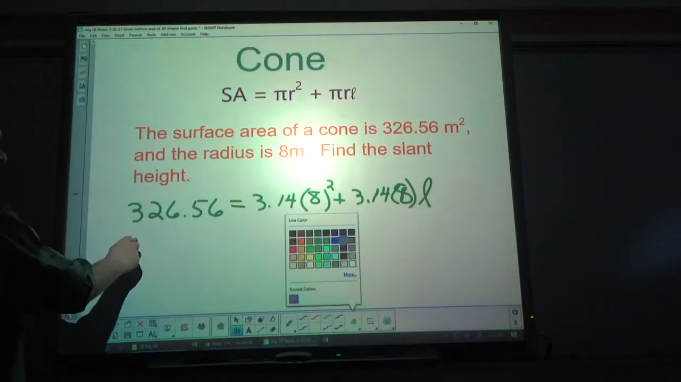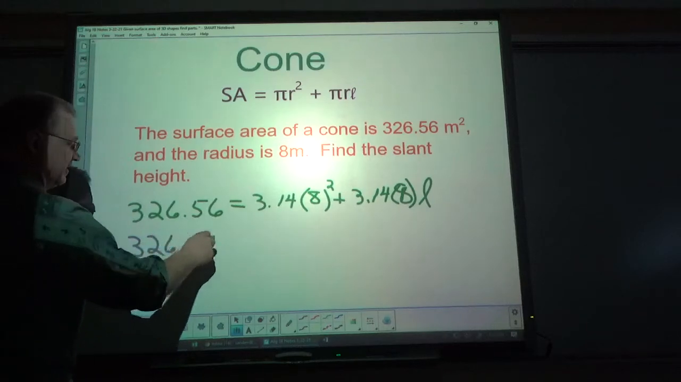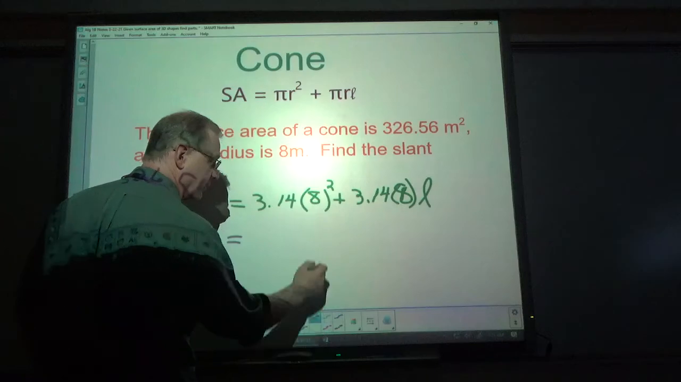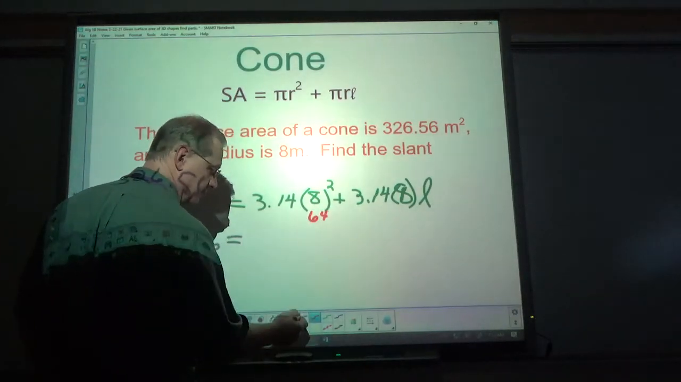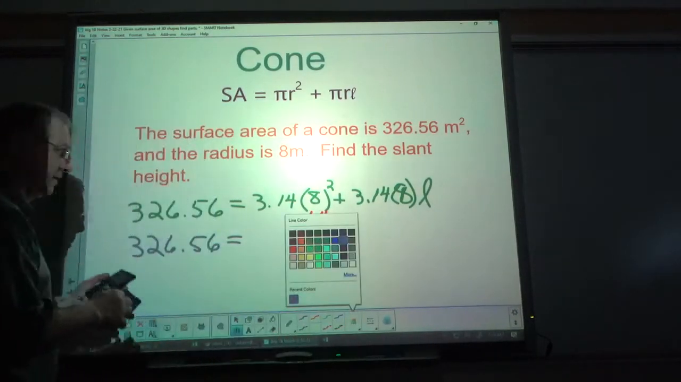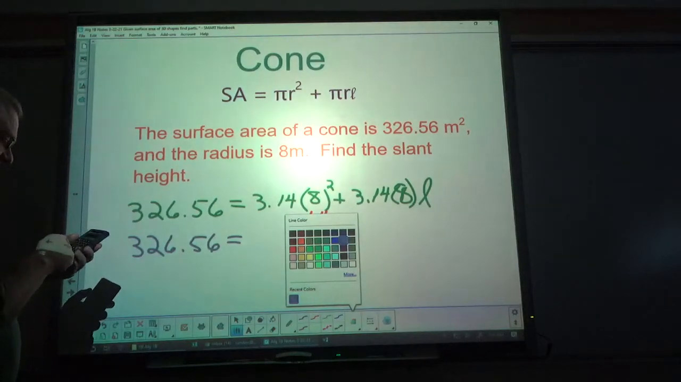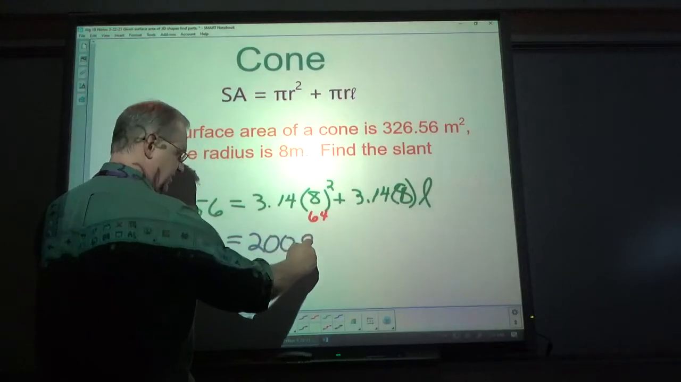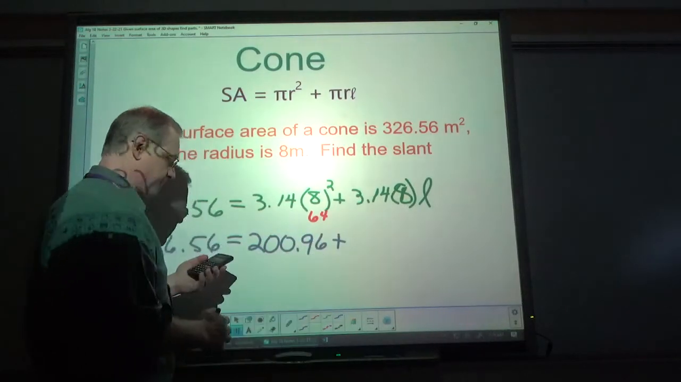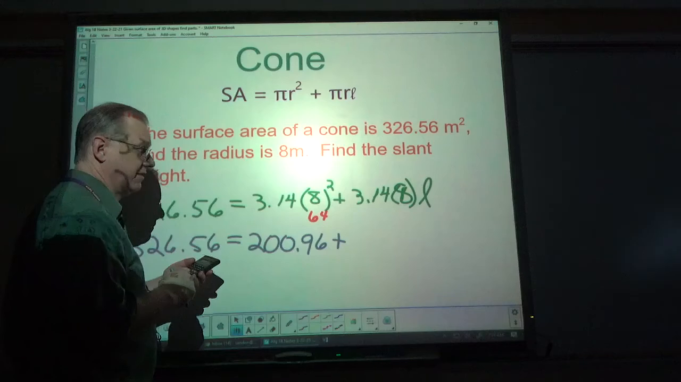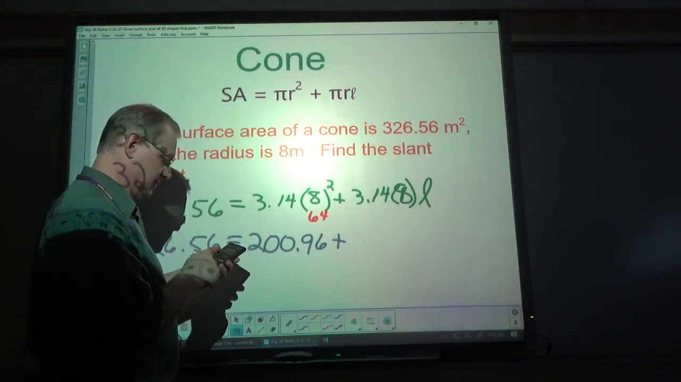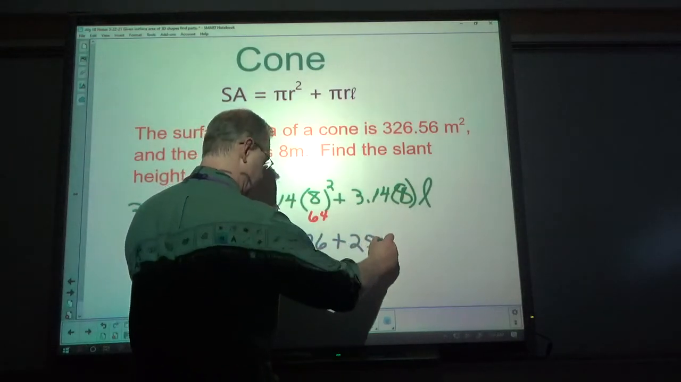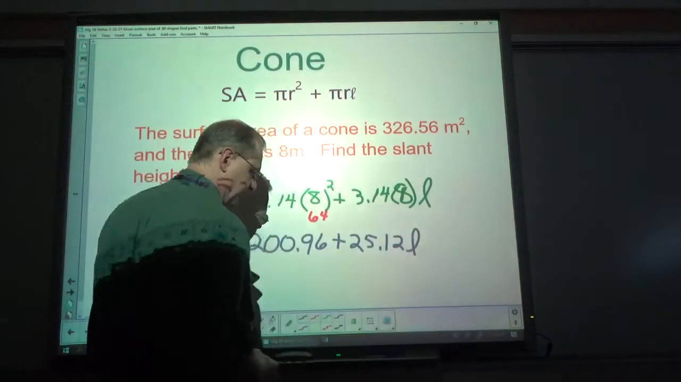So let's see, 326.56 equals, we know 8 squared is 64, and 3.14 times 64 is 200.96, and 8 times 3.14 is 25.12 slant height.